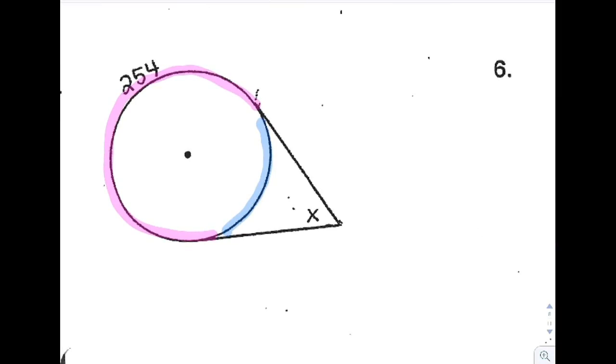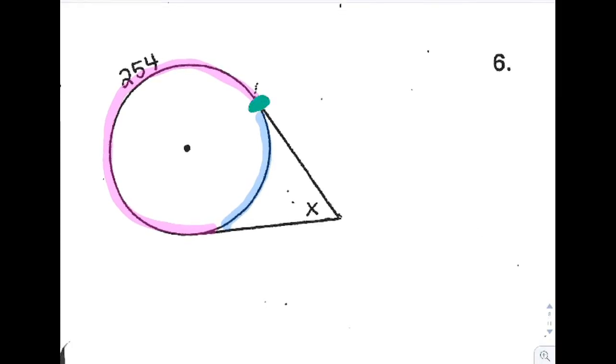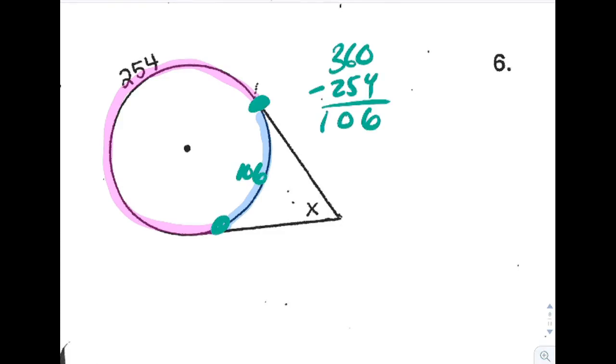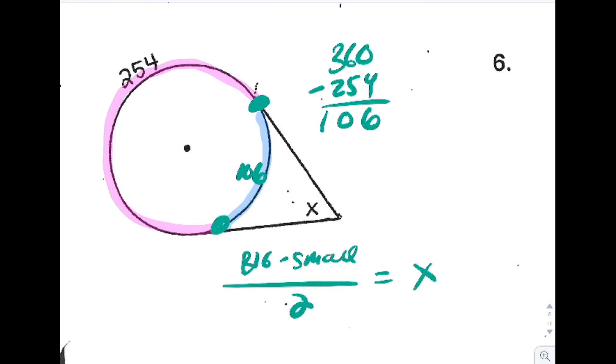This one only gives you one number. So you're like, how do you solve this one? Well, a whole circle is 360. It's 2 tangents, so there's no missing part. Those 2 arcs make up the whole circle because of the fact that it's 2 tangents. So you just say, well, 360 minus 254 is 106. So that one's 106. Then you do the big arc minus the small arc divided by 2, and that gives you your angle.